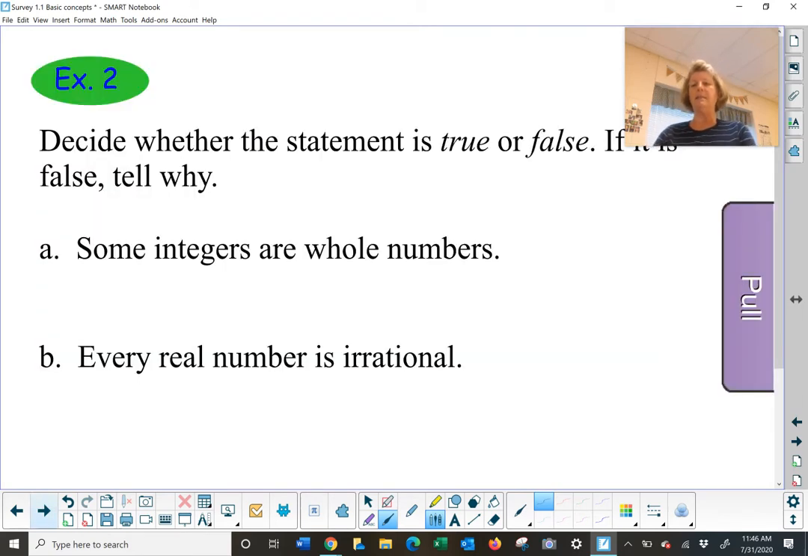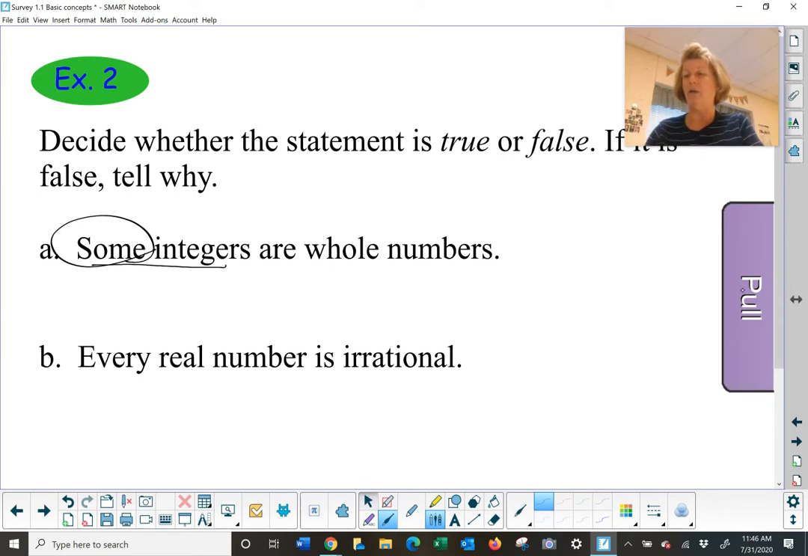So example 2, it says decide whether the statement is true or false. If it is false, tell why. So some integers are whole numbers. When I see that word some, it only takes 1 or 2 to make this actually happen.